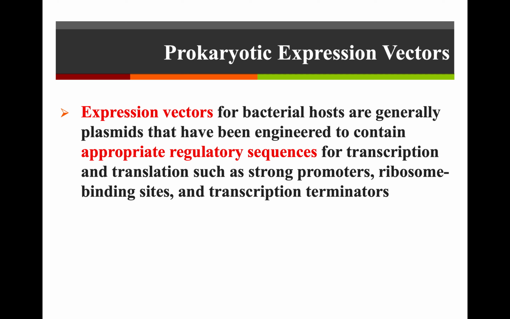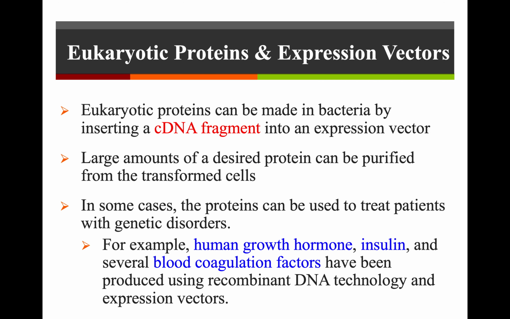So expression vectors for bacterial hosts usually are plasmids, which we know. But these plasmids are not your typical plasmids. Usually they have been engineered to contain appropriate regulatory sequences for transcription and translation. So usually the elements that are added are promoters, which are stronger for the uptake and for the expression of the gene inserted into it, ribosome binding sites, and also transcription terminators.